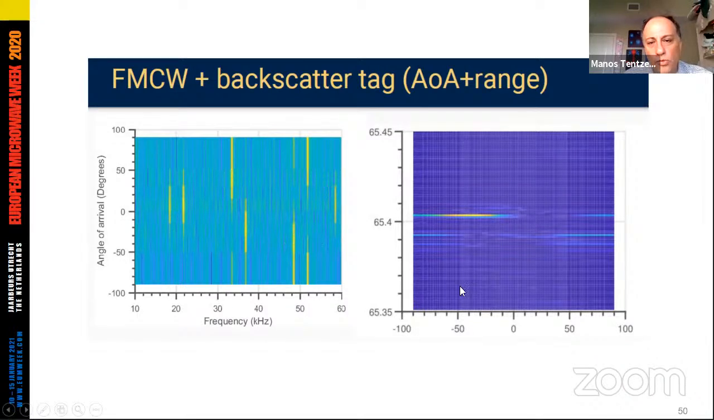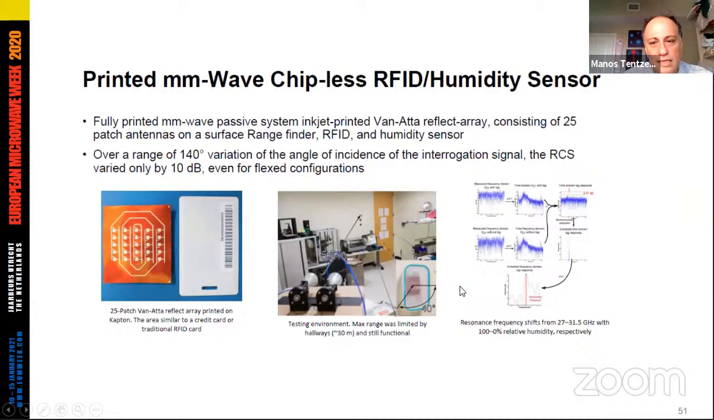That's an example for different tags being placed on a room. That's an example for the humidity sensor. And you can see how cluttered the environment is. That's a really tiny credit card size RFID tag shown here. And that's the measurements. Over a range of 140 degrees variation of the angle of incidence of the signal of an interrogator, the RCS changes only by 10 dBs. And that's very important because you don't need to have the reader aligned with your tag.